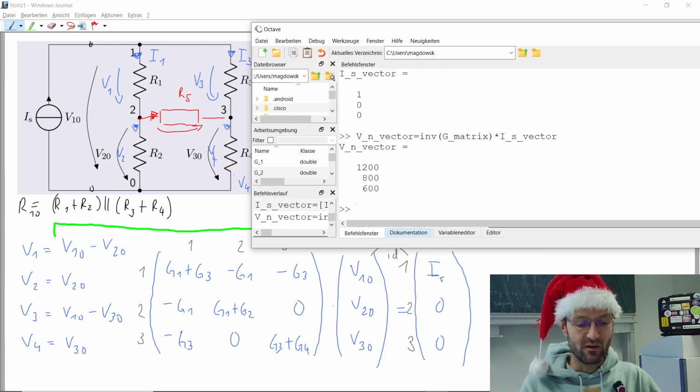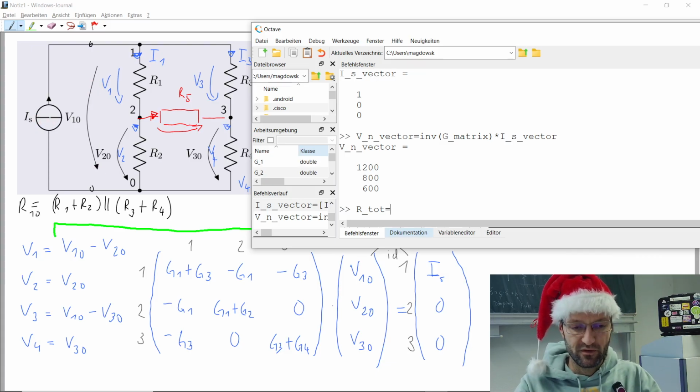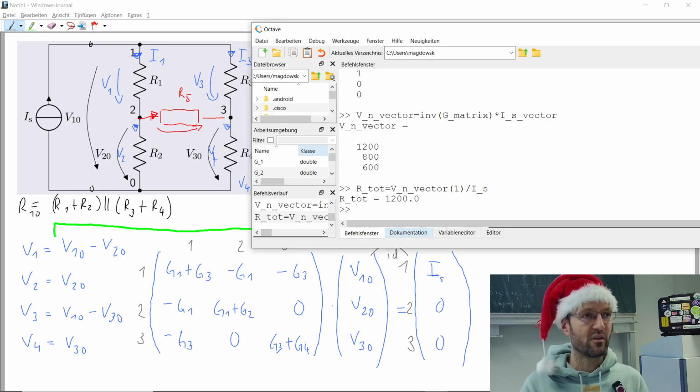And so now if I would calculate the equivalent resistance or the total resistance of the circuit, I could take the first of these nodal voltages, right? The total voltage divided by the source current. So if I take the first of these voltages and divide by the source current, I get, of course, 1200 divided by 1 is 1200.